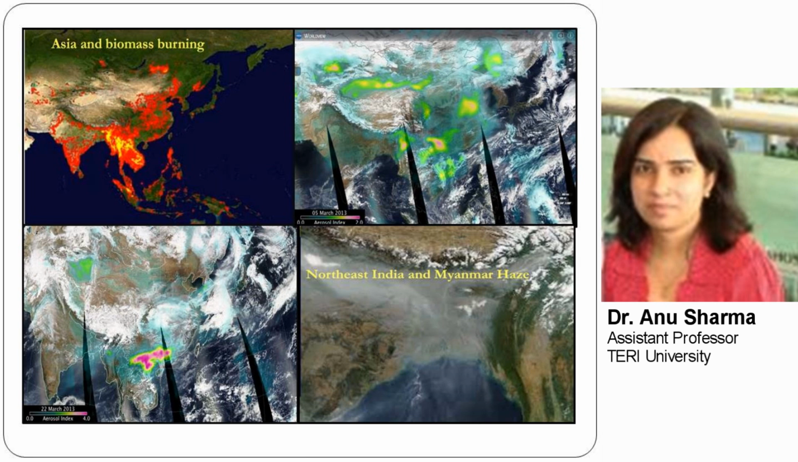The kind of data set we get is, for example, the first figure you see, which is Asia and biomass burning. This shows the red spots and yellow spots indicating fires over the particular region.